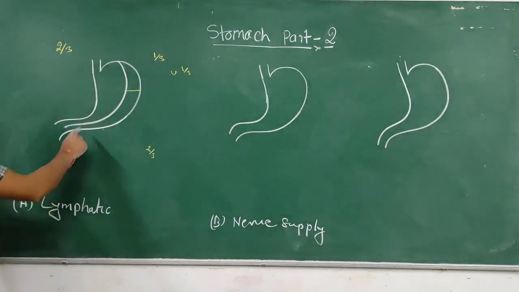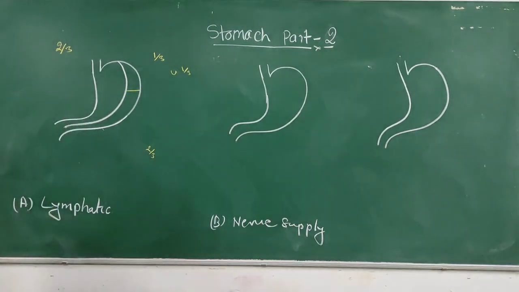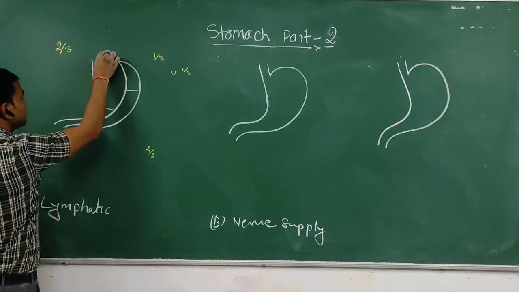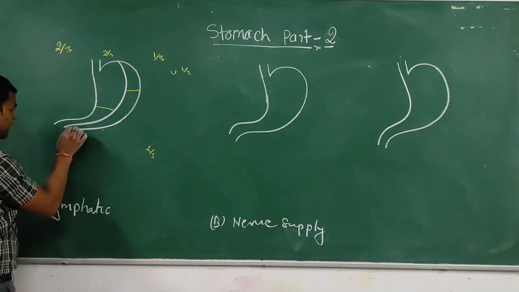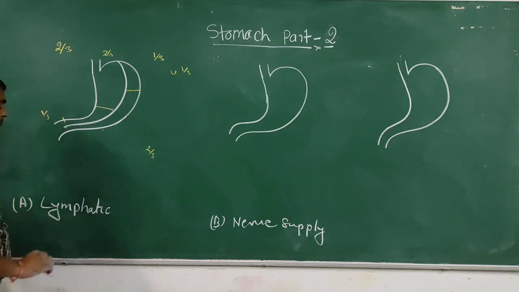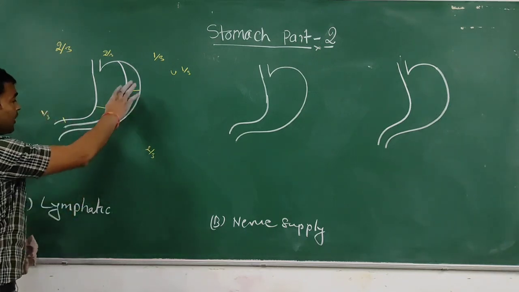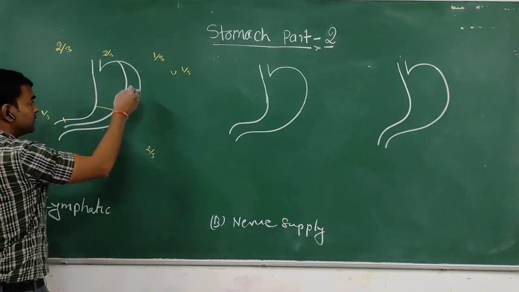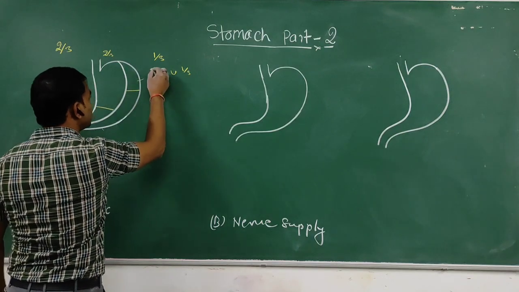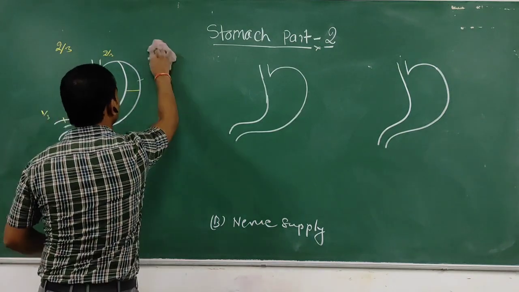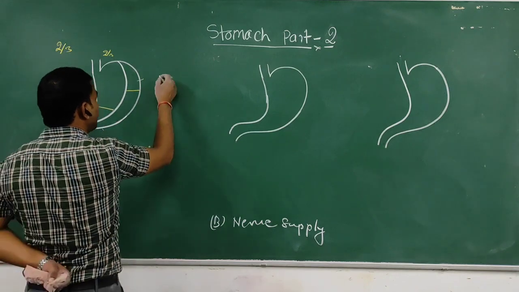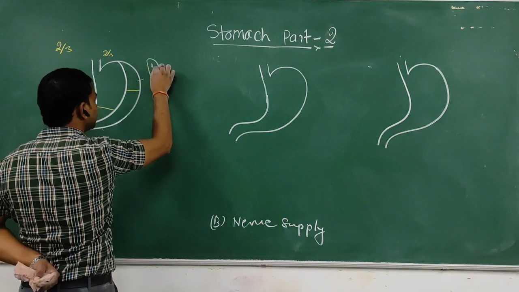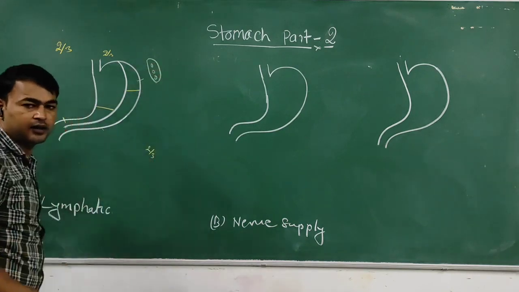जो राइट साइड है along the lesser curvature, again इसको 2 पार्ट में डिवाइड कर दिया. लार्ज अपर पार्ट इज a 2/3 and lower part is a 1/3. So this upper 1/3 part of the stomach is drainage into the pancreatico-splenic lymph node. So there is a pancreatico-splenic lymph node.